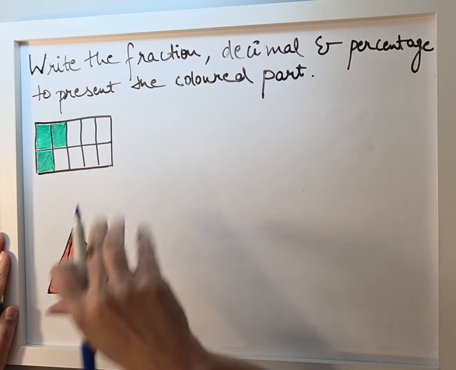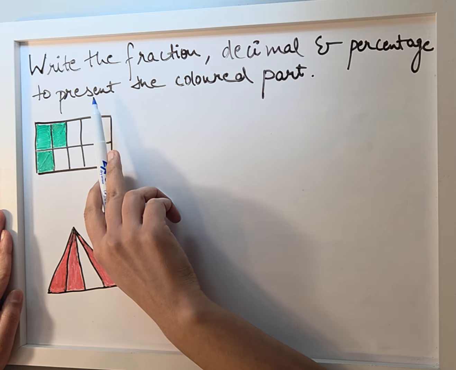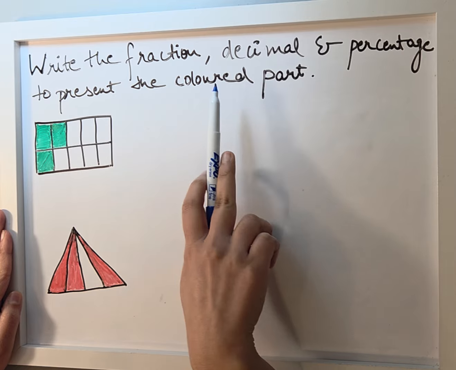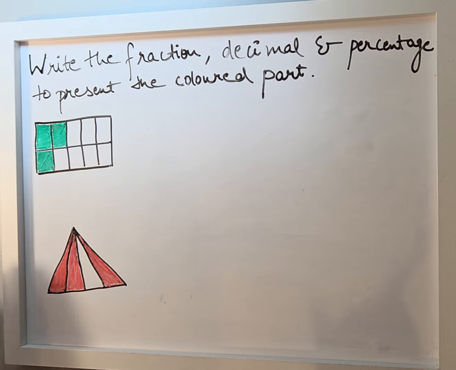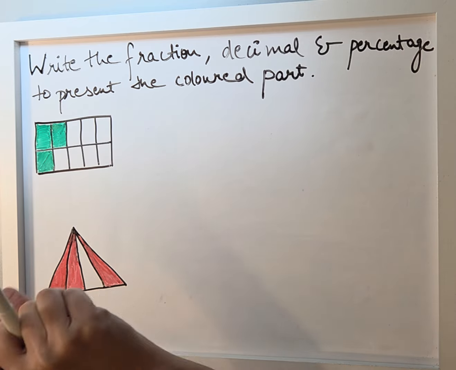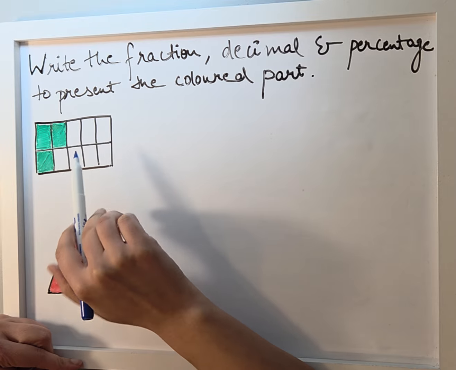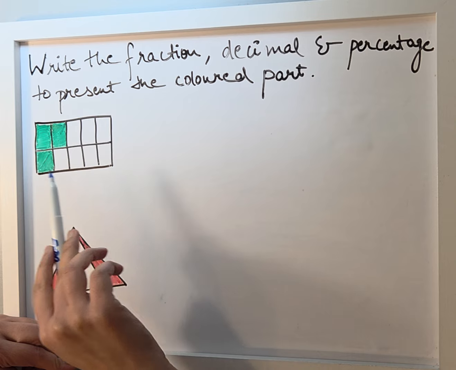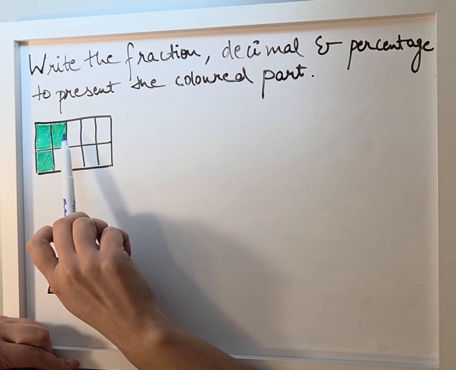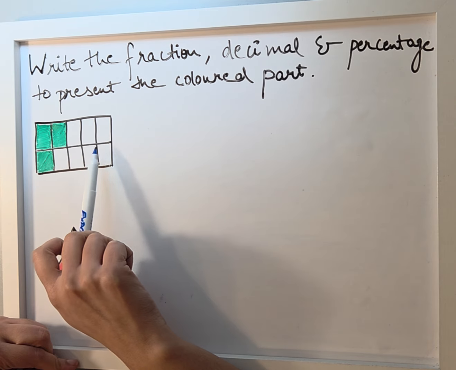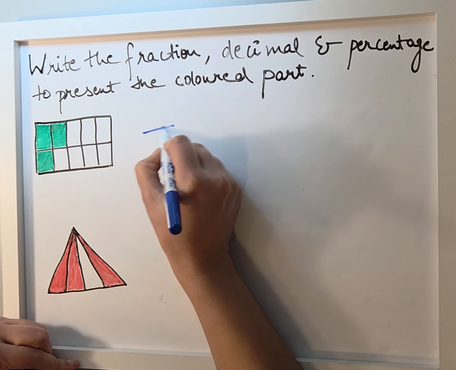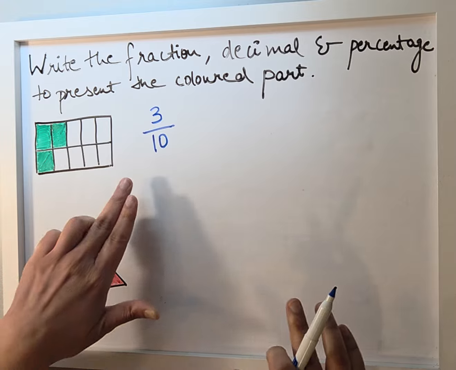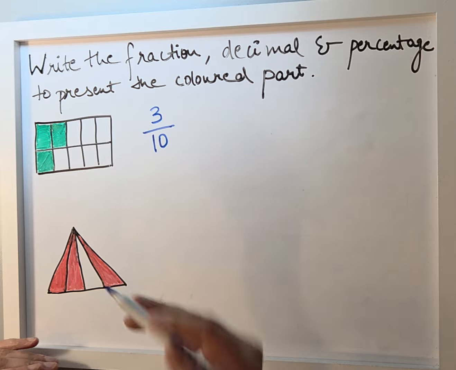Okay, so let's look at the first one. It says we have to present the colored part in each of them with the correct fraction, decimal, and percentage representation. Let's start with the fraction first. To represent the colored part, we need to know how much of it is colored and what we have in total. So we have how many in total? 1, 2, 3, 4, 5, 6, 7, 8, 9, and 10. So we have 10 parts in total. And how many of them are colored? 3. So the fraction for this will be 3 by 10.